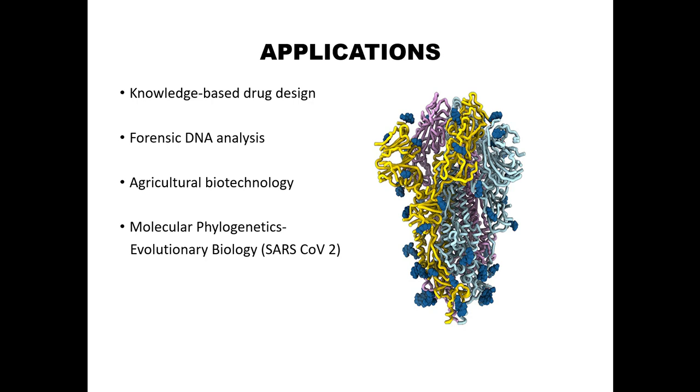Then comes forensic DNA analysis. You must have heard about DNA fingerprinting. In forensic science and criminology, they use fingerprints to identify the person who was present at the crime scene, because the regular fingerprints of any individual are unique. So if the fingerprints match, we can say that the person was present at the crime scene.